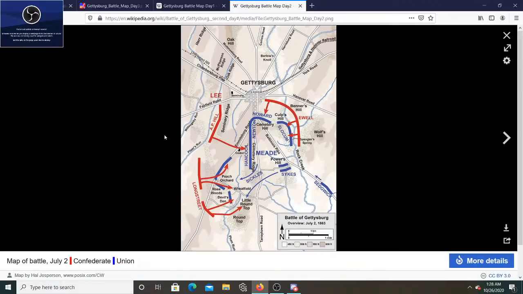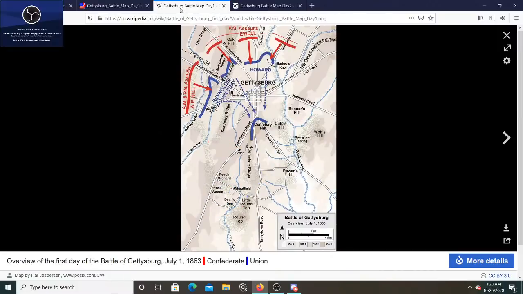There's a case to be made that the problem with Ewell's attacks was that there was no support for them. Whatever success he had, there's nobody there to exploit it. Right, because I guess A.P. Hill is not really within supporting distance. No, he's not. And also, A.P. Hill's corps had been chewed up on July 1st. Heth's division was the first one in. They suffered heavy losses. So had Pender's, relatively speaking.